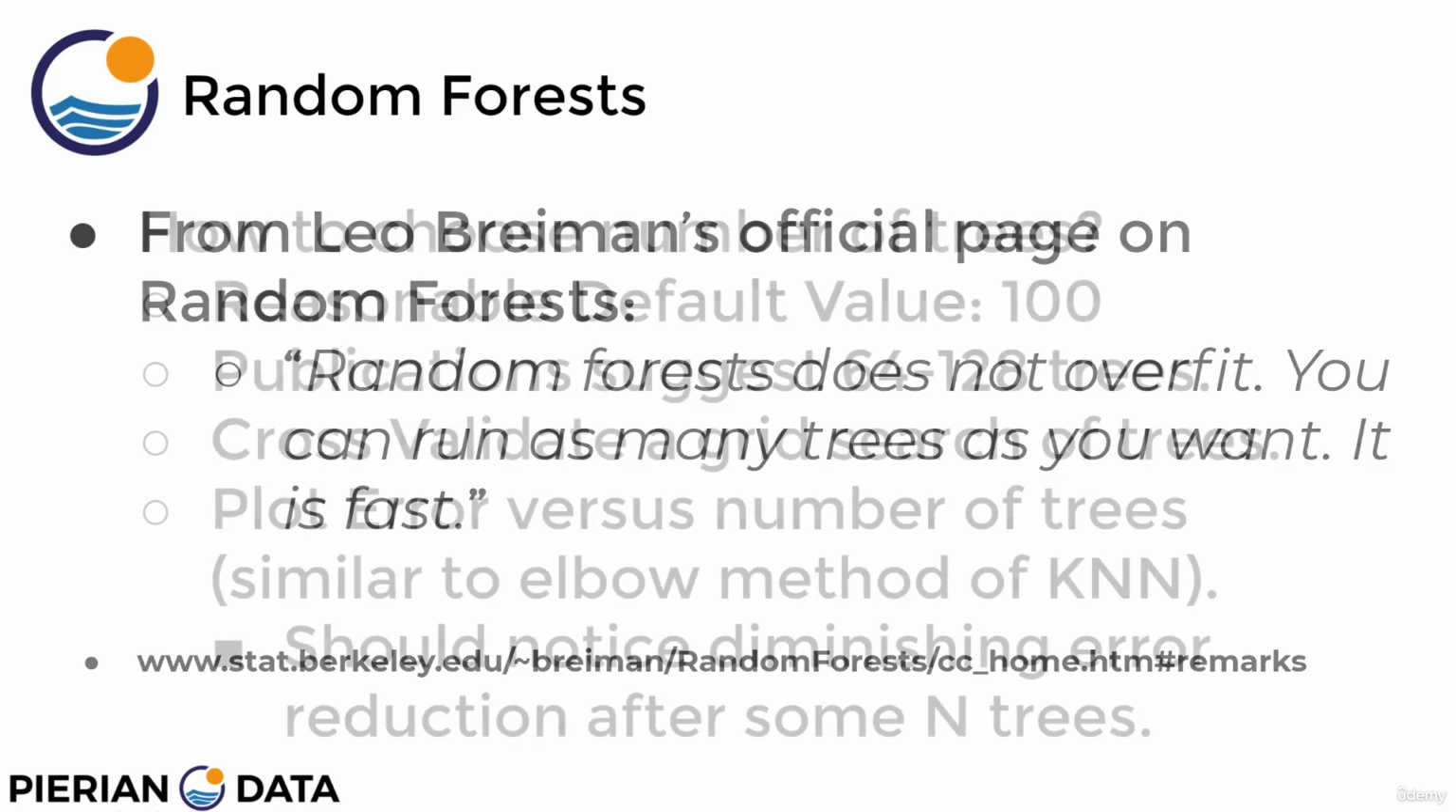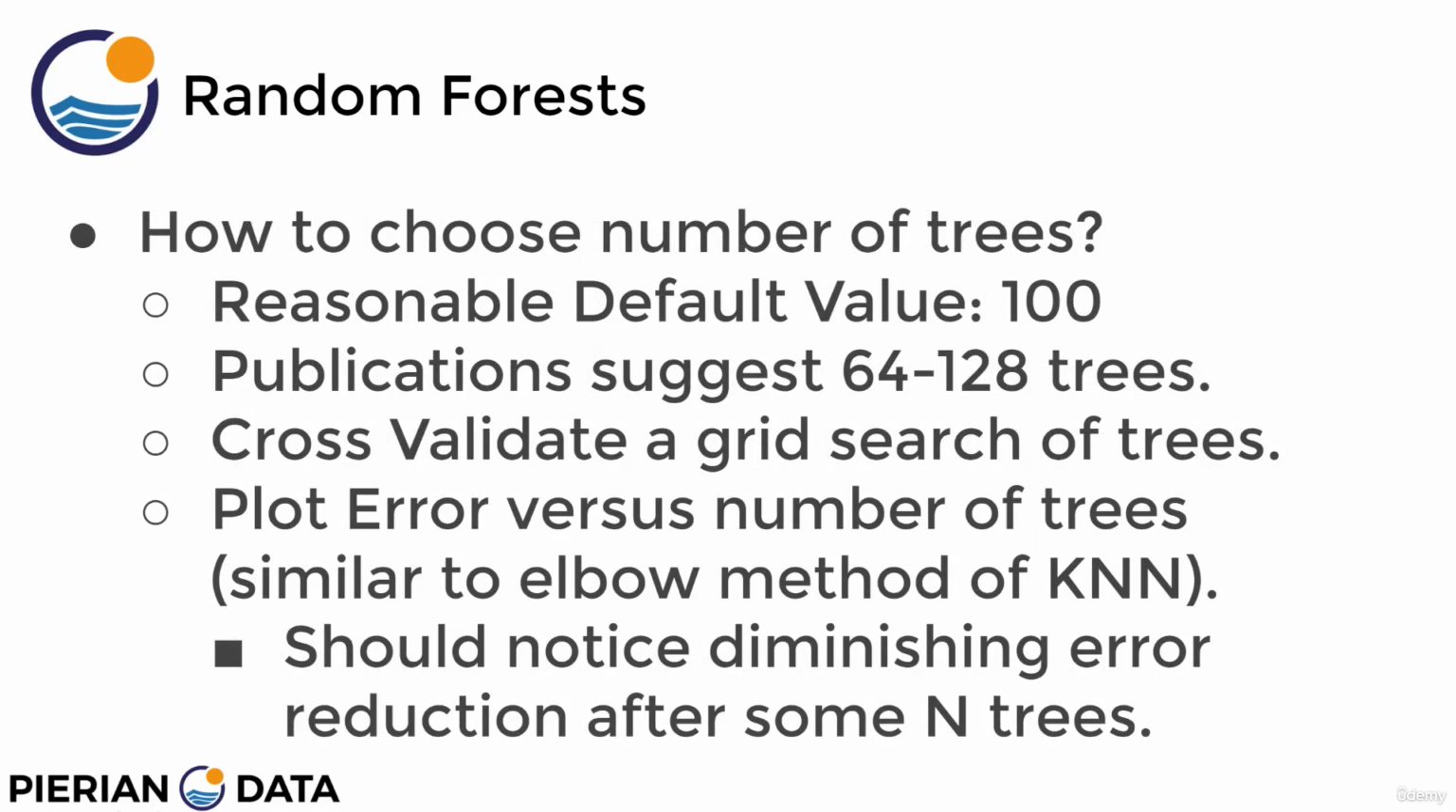Let's think about this. So, if we take a look at previous research on trying to decide the number of trees, then you'll notice there's a theme where a reasonable default value is 100. And in many publications where empirical tests were done, suggests somewhere between 64 and 128 trees is a good choice to make. Obviously, this will depend on the number of features you have in your data set. The more features you have, then the more trees that are going to be useful in revealing information from those features.